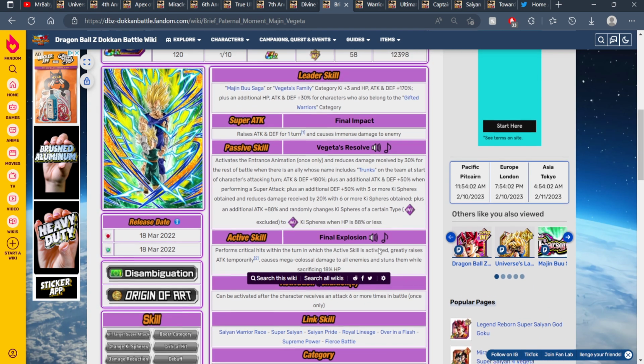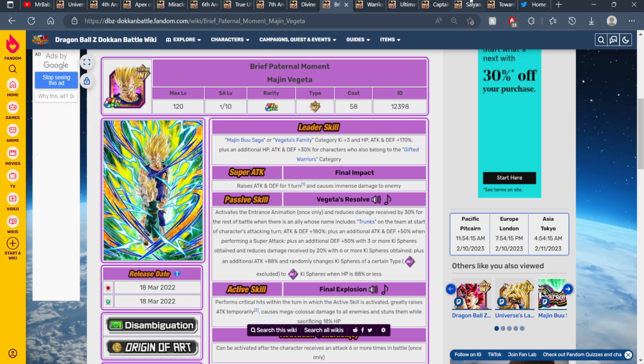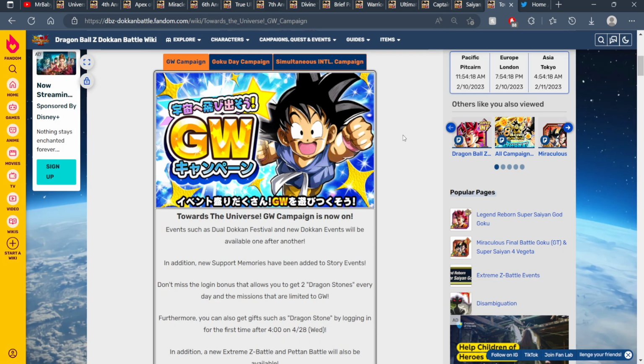But let's just say they decide not to give this unit a standby skill, because remember, not every Dokkan Fest is going to have some sort of standby skill. Just keep that in mind. I would think the next and possibly last possible option would be the Golden Week celebration.